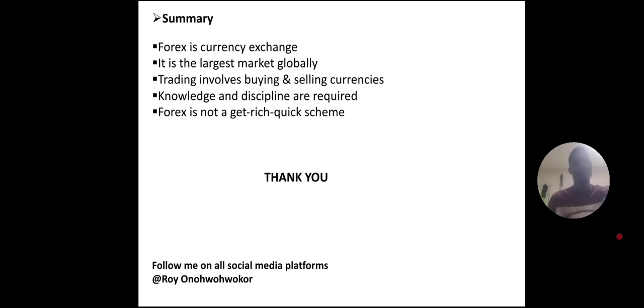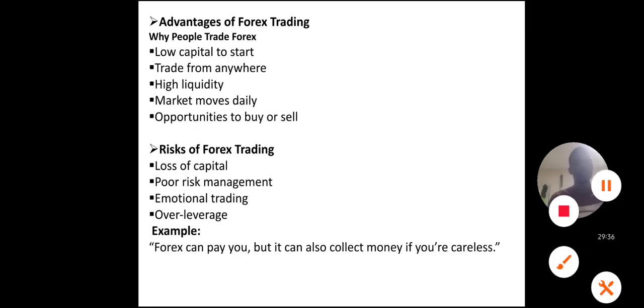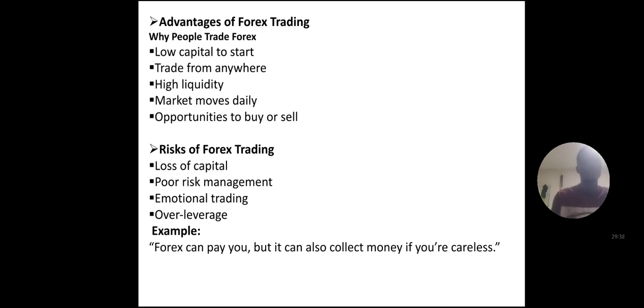Now let's check on the advantages of forex trading. Why do people trade forex? What are the advantages of trading the financial market? Now, one is low capital to start. You don't need $100 to start trading forex. That's just the honest truth. You can start with $10, $20, $30, or $40. It depends on your capacity. You can still start with $1,000. But you must understand that you can start with low capital.